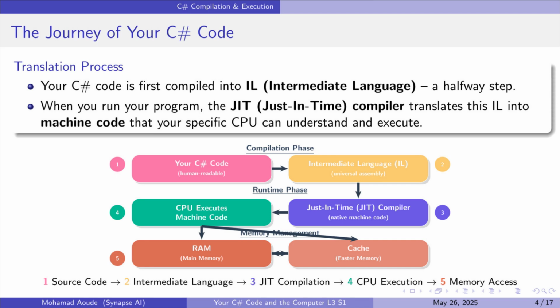When you write C# code, the compiler first translates it into an intermediate language, a universal assembly that isn't tied to any specific CPU. At runtime, the just-in-time compiler turns that intermediate code into native machine instructions your processor understands. Those instructions are then fetched and executed, reading and writing data from memory as needed.